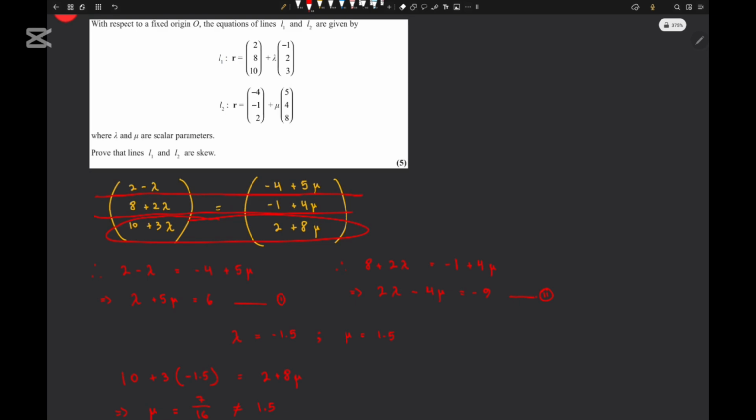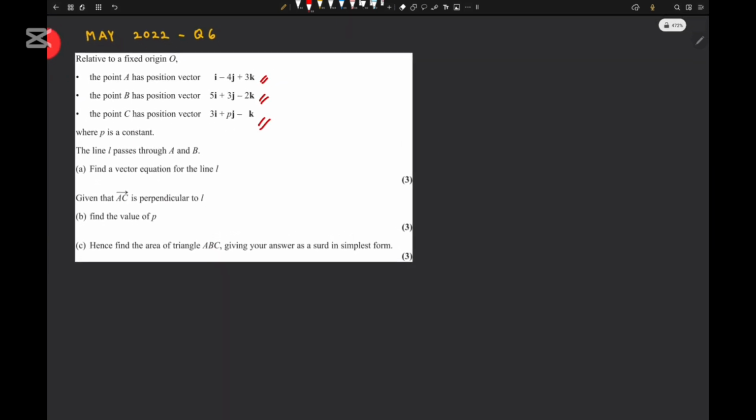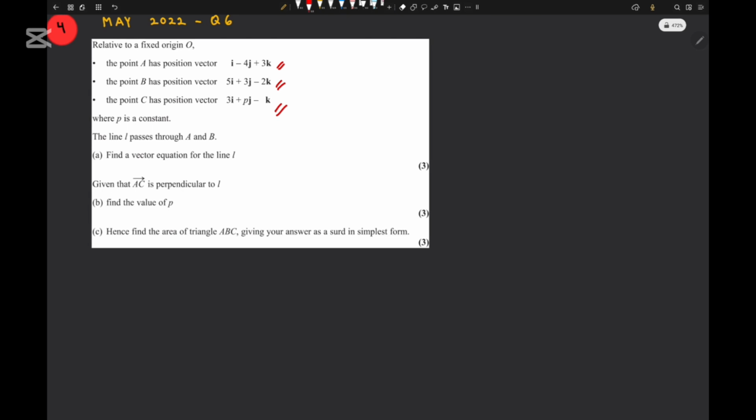So that is it for this question. Now moving on to the next question. This is a question from May 2022 and this is question 6. In this question they have given us the OA vector, OB and OC vector. We just need to find out the equation for line L, and we know that the line L passes through A and B.